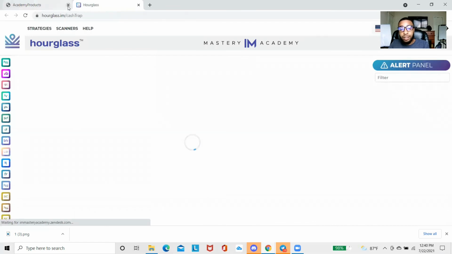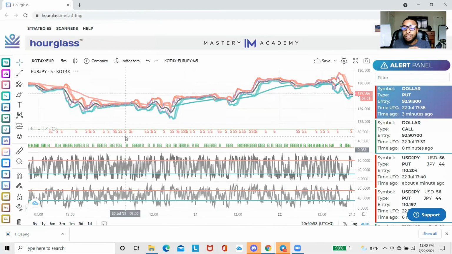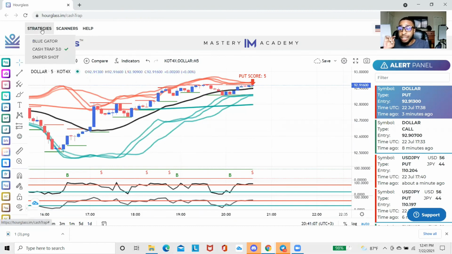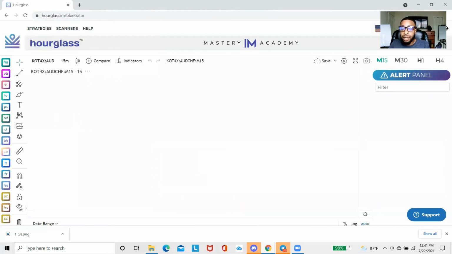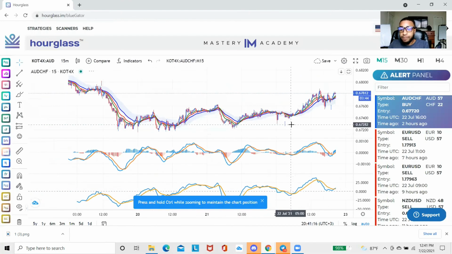Now, this is going to initially pop up Cash Trap, because Cash Trap is the most utilized one. It's the most popular one. But what we're going to do is hover up here and click where it says strategies. Then we're going to select Blue Gator. Now, after we select Blue Gator, this is what it's going to look like for you guys.